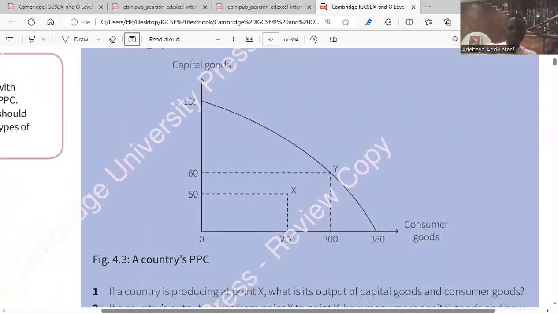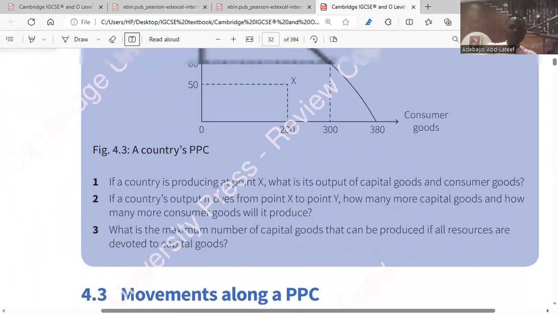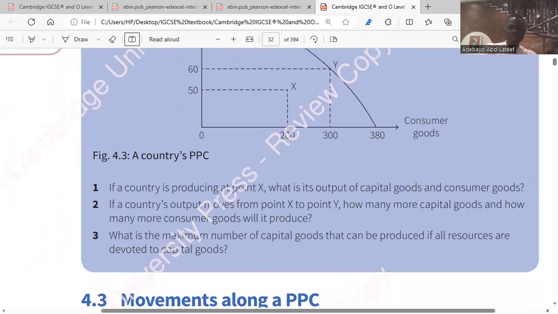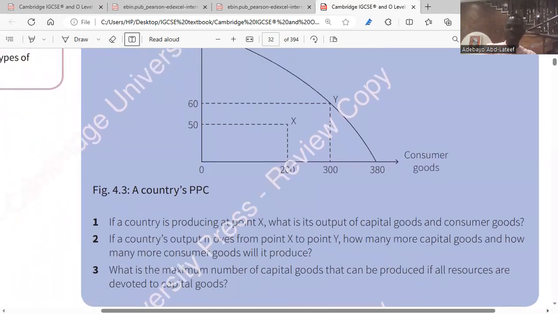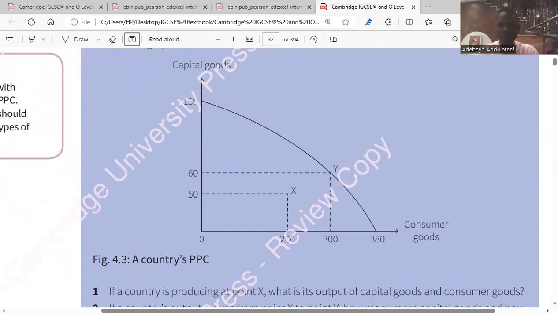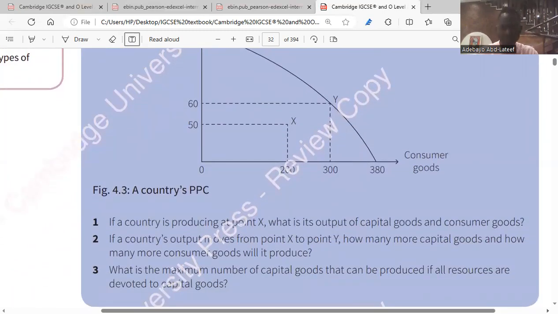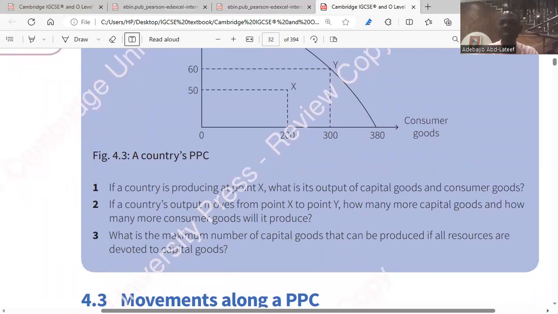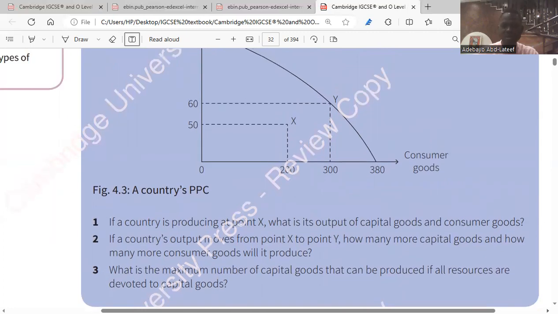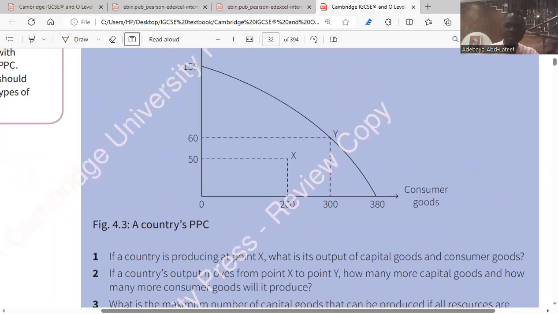So here we have, okay. So they said a country's PPC. If a country is producing at point X, what is its output of... okay, we have a question already. We have 150, 60, and 50. The question says, if a country is producing at point X, what is its output of capital goods and consumer goods? At point X, its output of capital goods is 50, and consumer goods is 200. I think it's clear.